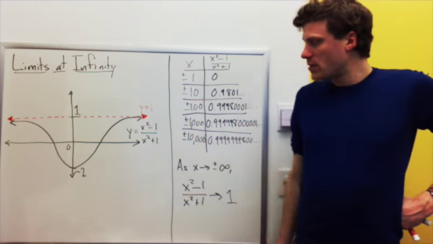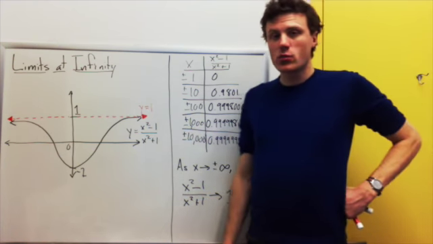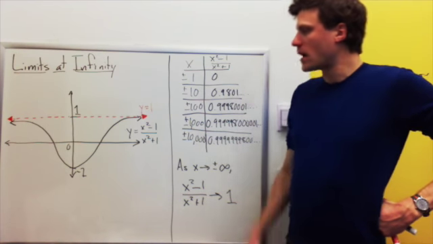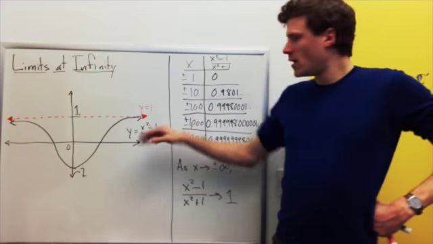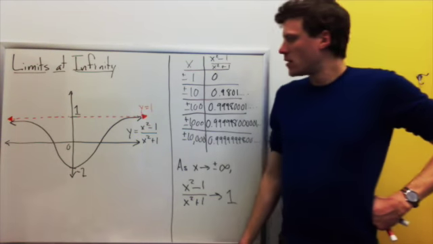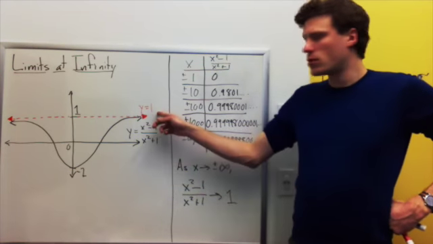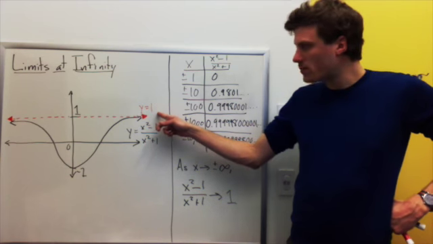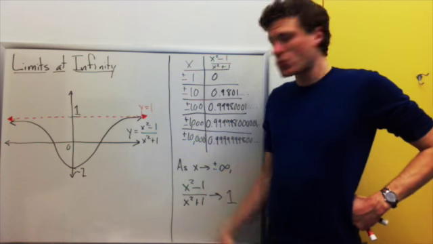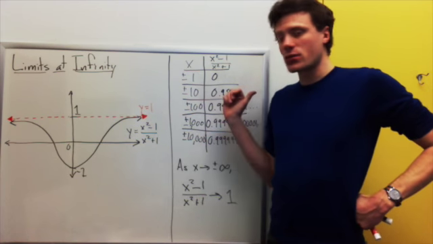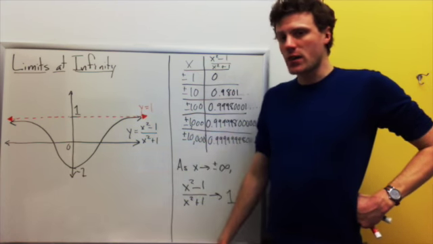So for example, here I have y is equal to (x squared minus 1) over (x squared plus 1). And if you look at the graph, as we move to the right or we move to the left, the curve looks like it approaches the horizontal line y equal to 1, which would suggest that the values of the function are getting closer and closer to 1 as x goes towards infinity or negative infinity.